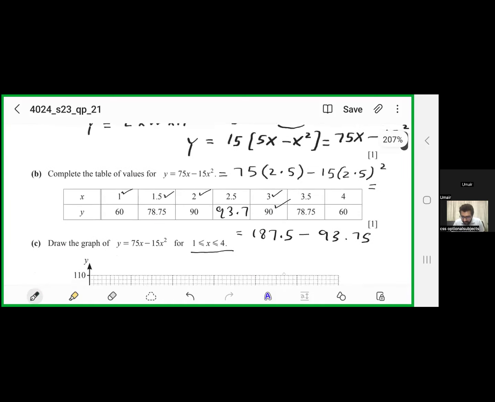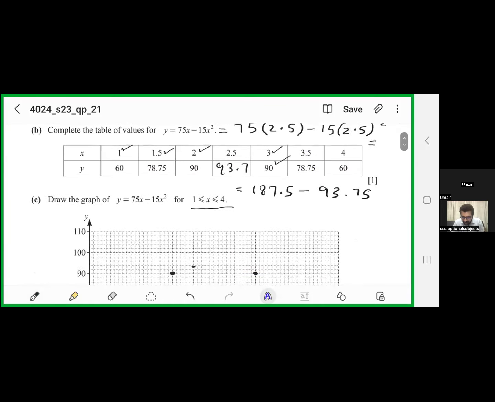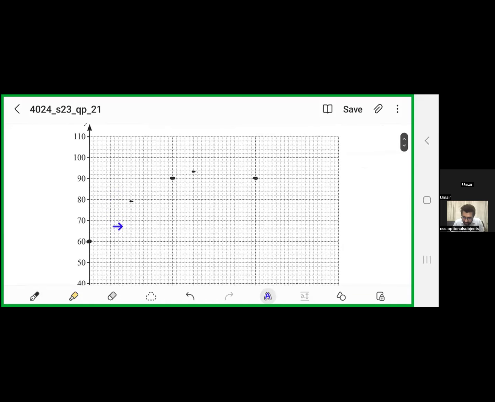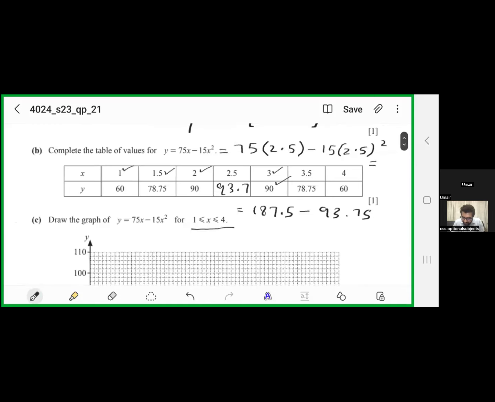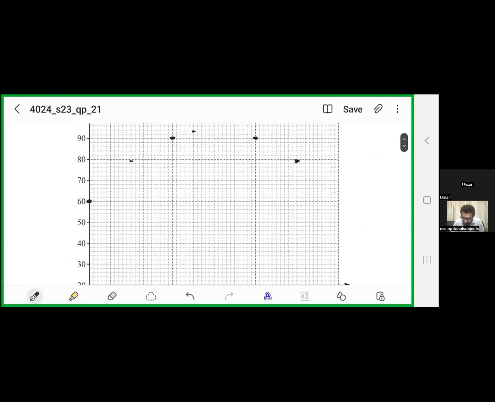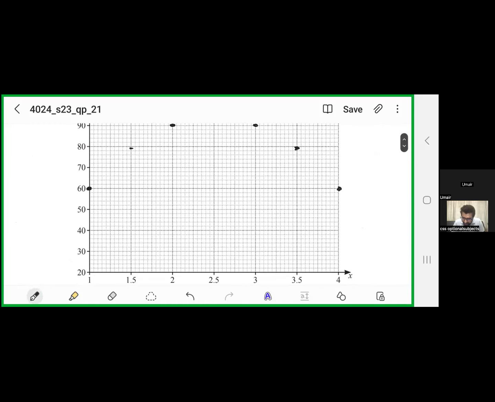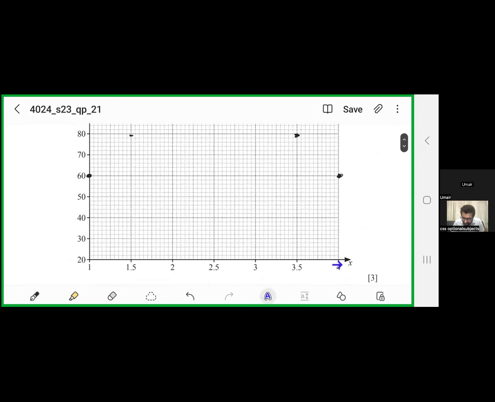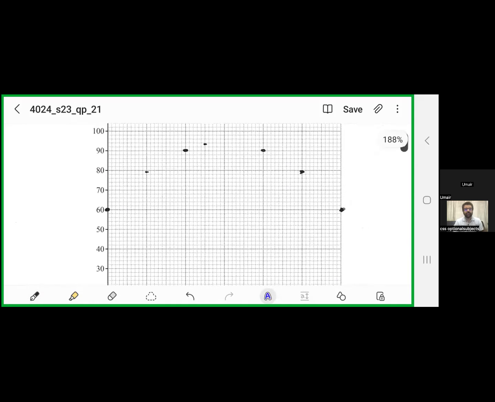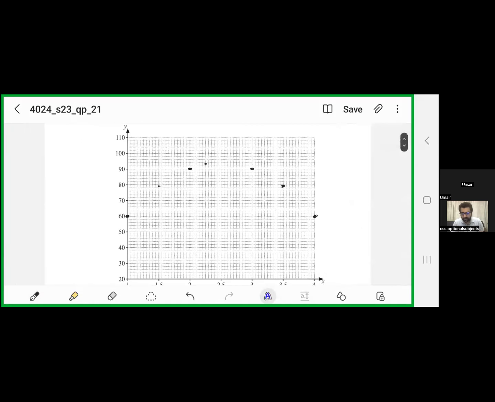Now when x is 3.5, y is 78.75, and we have marked 78.75 earlier as well. This was 78.75, and x is 3.5, over here it will come. This is x 3.5 and y 78.75. And the last one will be x is 4 and y is 60. So this is y 60 and x equal to 4 on the x-axis and y equal to 60 on the y-axis. You just need to join all these points using a smooth curve.